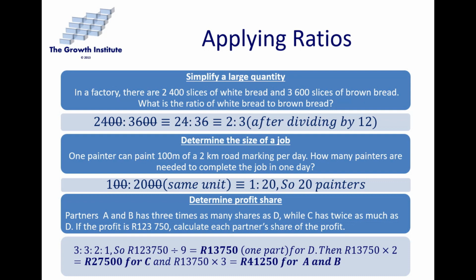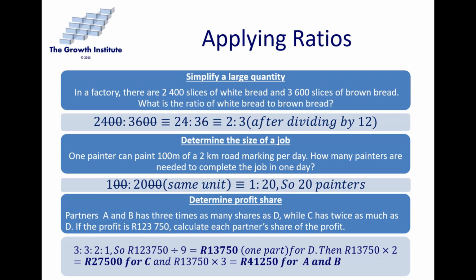And because we know our times tables, we can see that both those numbers are divisible by 12. So if we divide 24 by 12, we get 2. If we divide 36 by 12, we get 3. And so we have a new equivalent ratio of 2 to 3. So what does that mean? It means that for every 2 slices of white bread, there are 3 slices of brown bread being baked in this factory.